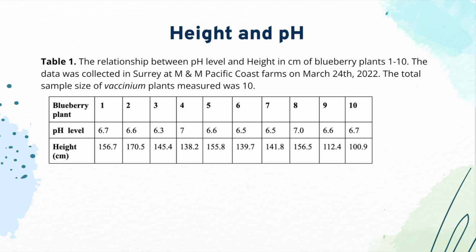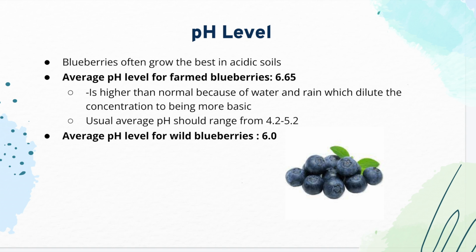Here's our table that shows the relationship between pH level and height in centimeters of the blueberry plants we collected at M&M Pacific Coast Farms. We collected about 10 plants on March 24th, and we measured using a pH probe and a measuring tape. The pH is higher than usual due to rainfall, which dilutes the pH to being more basic. The heights and pH are relatively consistent throughout the farm as well. Blueberries often grow best in acidic soils, and the average pH level collected at the farm was 6.65, while usually the average pH ranges from 4.2 to 5.2, but due to the excess water, it became diluted.